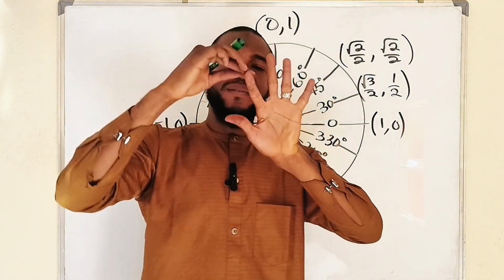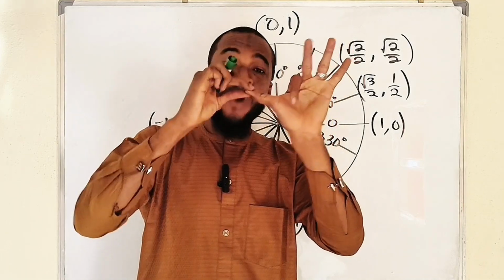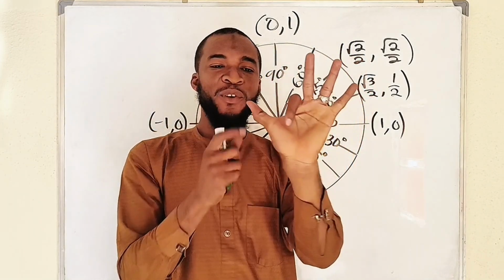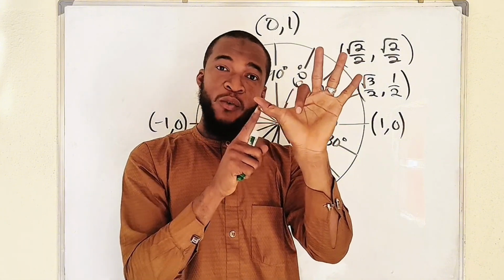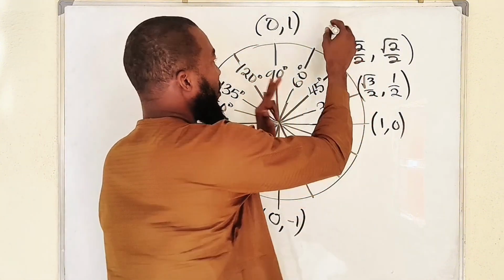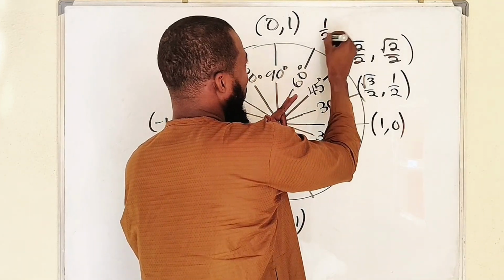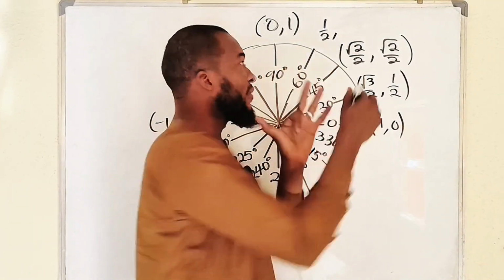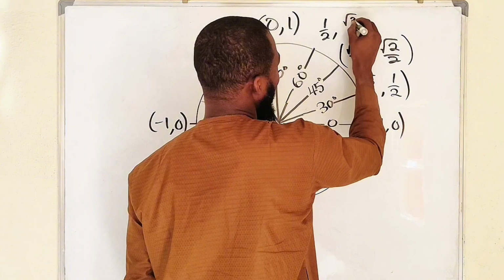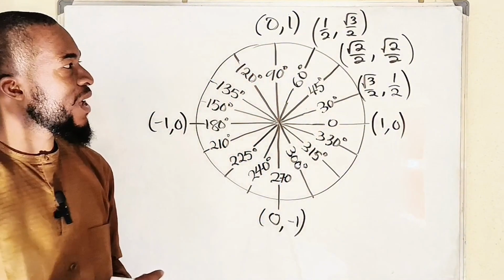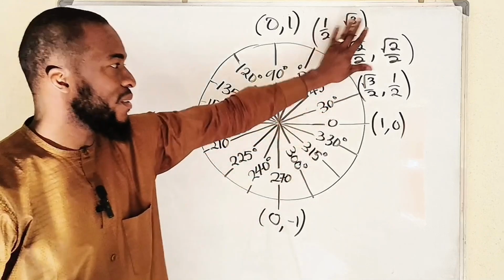0, 30, 45, 60. For cosine, we have 1 left. For sine, we have 3 left. Therefore, it will be square root of 1 over 2 for cosine. Square root of 1 is 1, so we have 1 over 2. But for sine, we have square root of 3 divided by 2. Remember, I told you the rest are going to be a replicant of this.